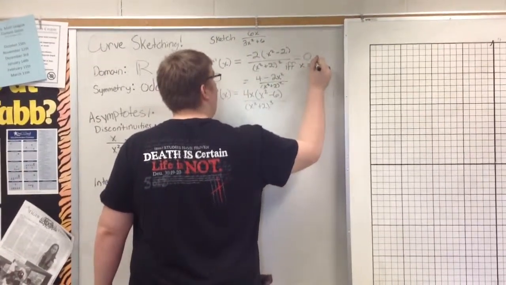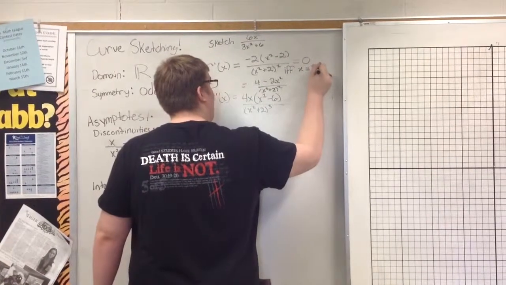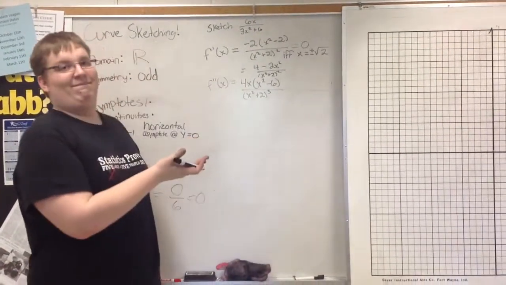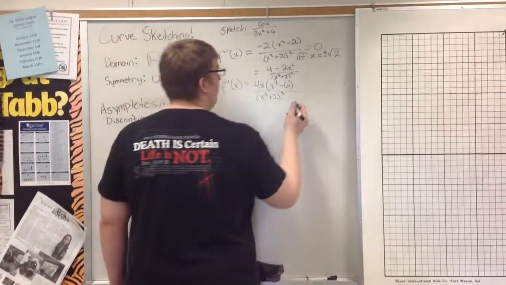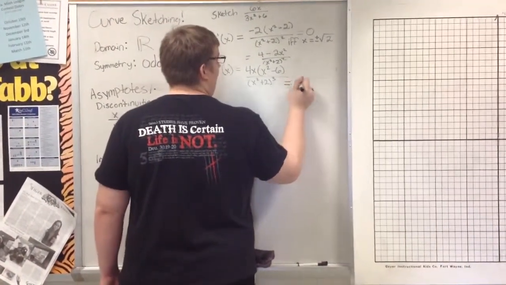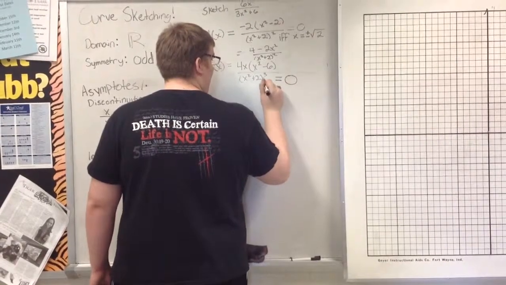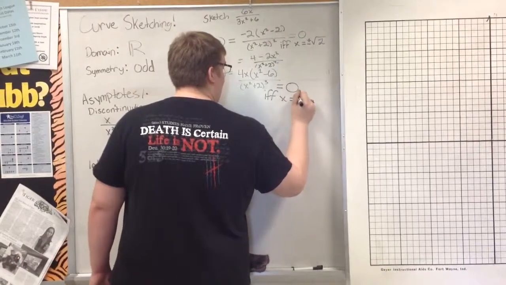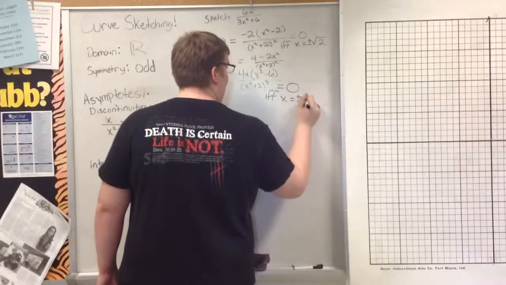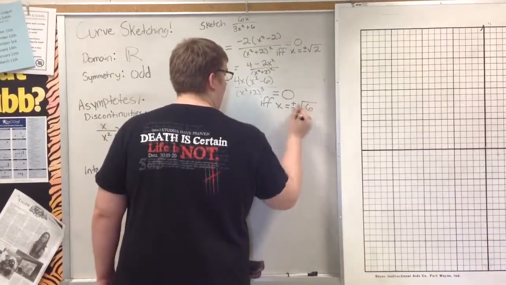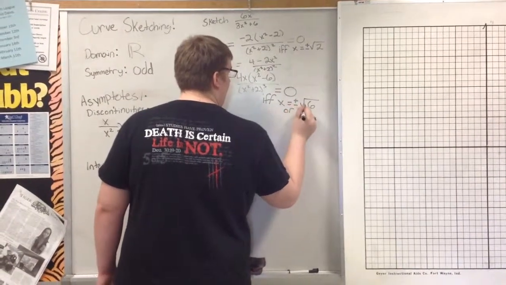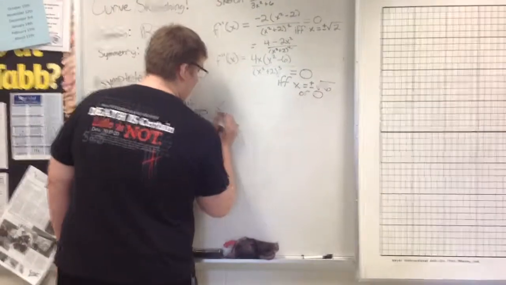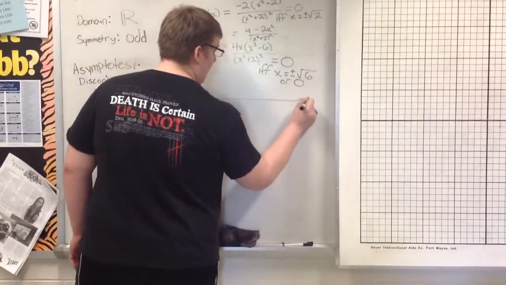Now that we've found both the first and the second derivative, we can find critical points by finding out where the first and second derivatives are either equal to 0 or undefined. In this particular equation, we find that the first derivative is equal to 0 when x is equal to plus or minus the square root of 2. The second derivative is equal to 0 when x is either equal to 0 or equal to plus or minus the square root of 6.